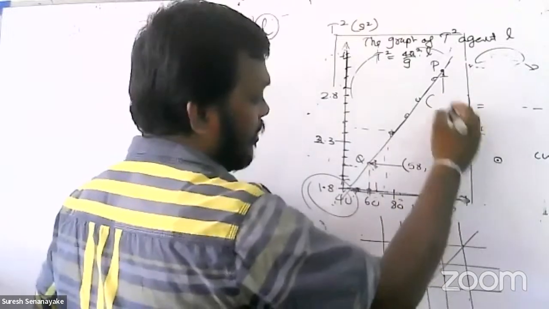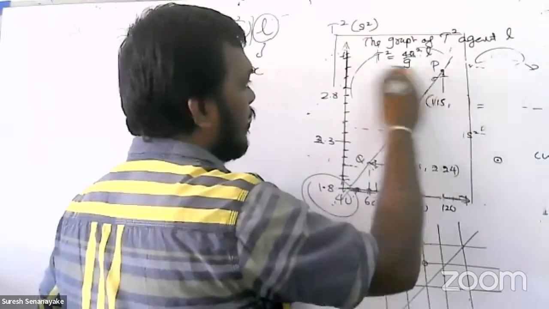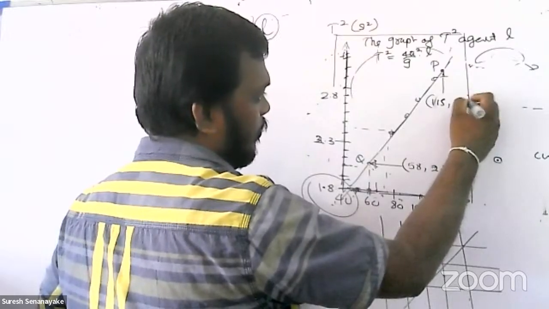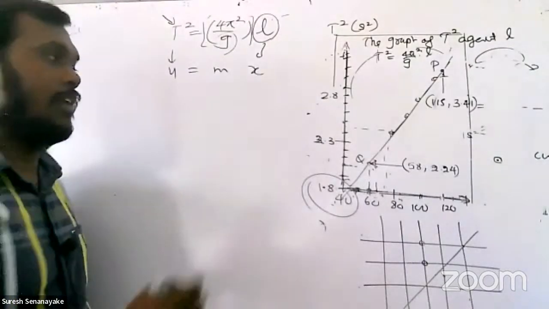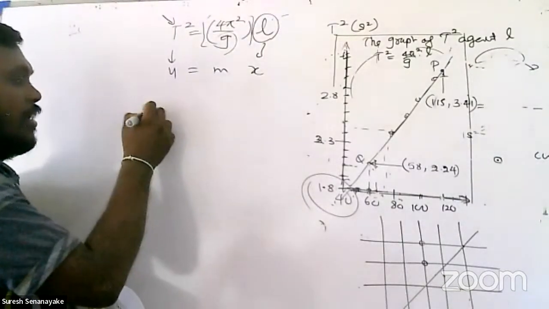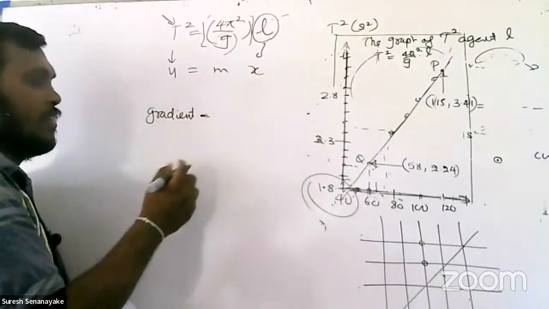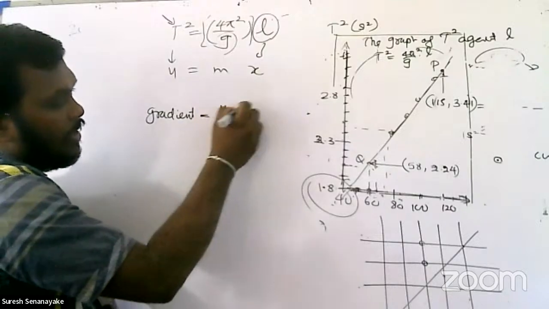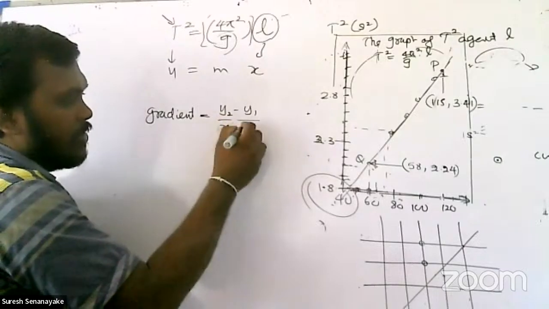And here I'm obtaining this one is 115 and this one I'm taking is 3.41 or like that. You need to mark it, right? So then mark it and then you can write this gradient is equal to the difference in y coordinates divided by the difference in x coordinates. This is y2 minus y1, and x2 minus x1.